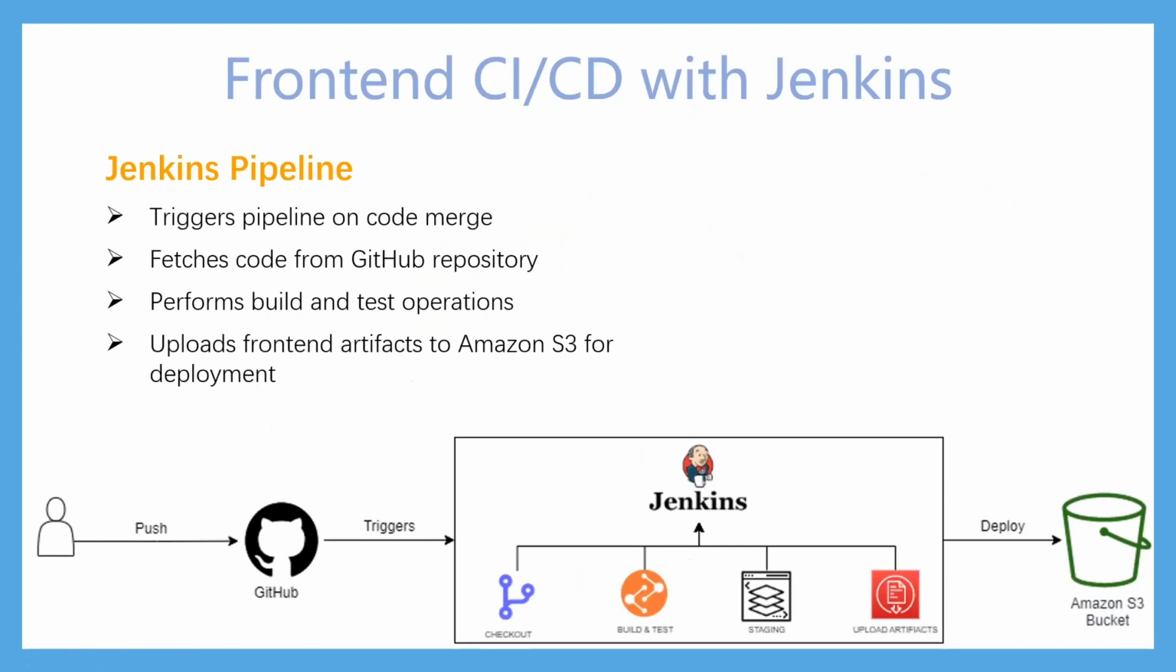Hi everyone, I'm Pico. Next, I will cover the CI/CD pipeline setup for the front end and back end using Jenkins. This is the process flow diagram of our CI/CD setup for the front end. For the front end, Jenkins fetches code from GitHub. It then runs build and test operations such as dependency installation, code linting, and unit testing. Once the build is successful and tests have passed, the front end artifacts are uploaded to Amazon S3 for deployment.